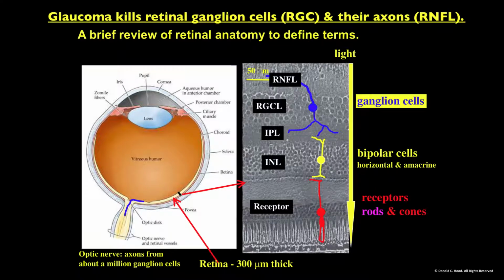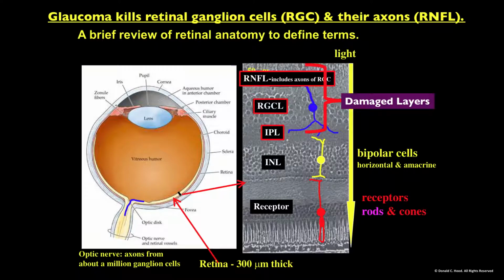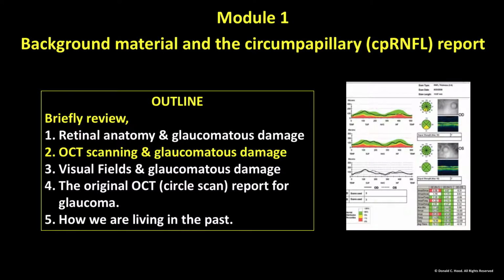Now, since glaucoma kills retinal ganglion cells and their axons, glaucoma is going to affect the plexiform layer, where the dendrites of the ganglion cells are. It's going to affect the retinal ganglion cell layer, and it's going to affect the retinal nerve fiber layer. These are the layers damaged by glaucoma.